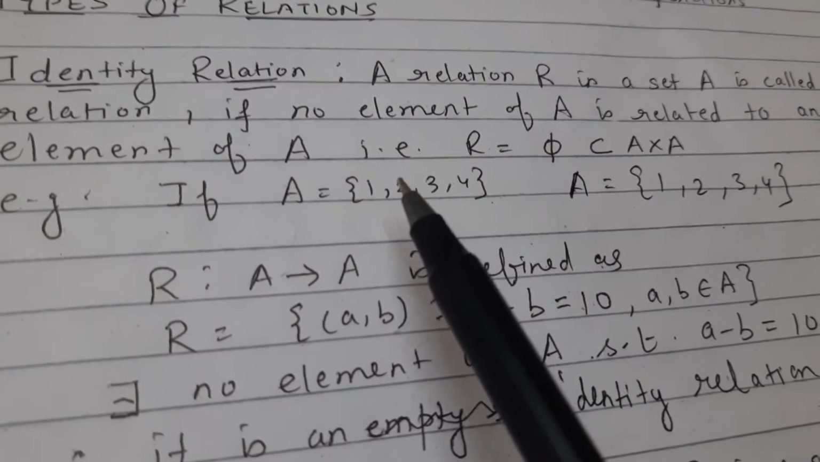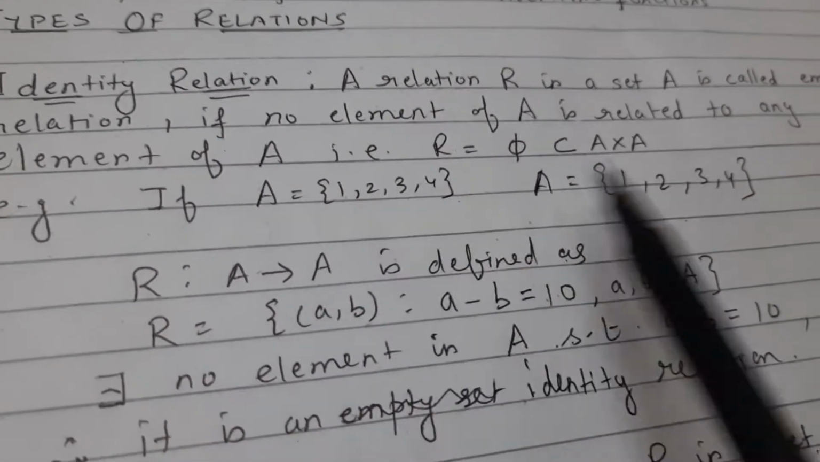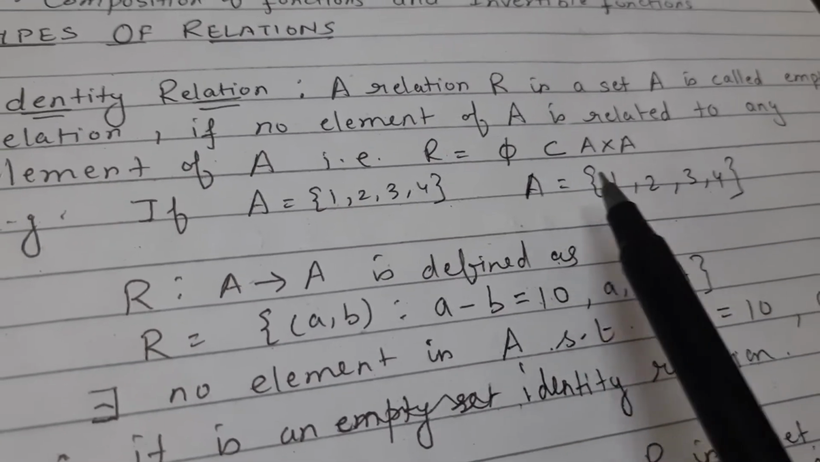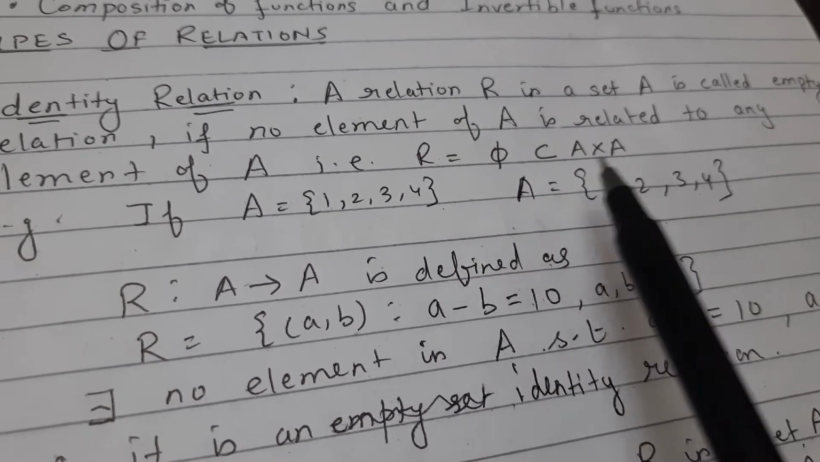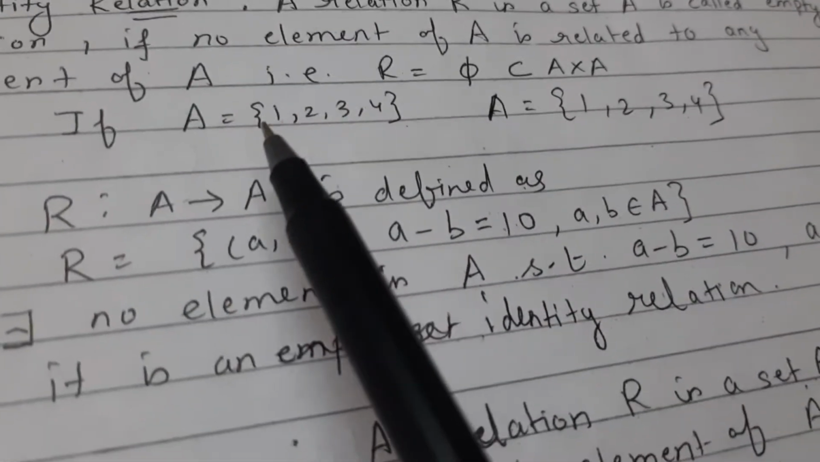So let us see the difference. 1, 1 will be one element. 1, 2 will be one element of the A cross A. 1, 3, 1, 4, 2, 1, 2, 2, 2, 3, 2, 4, 3, 1, 3, 2, 3, 3, 3, 4, 4, 1, 4, 2, 4, 3, 4, 4. These are all the elements of A cross A.